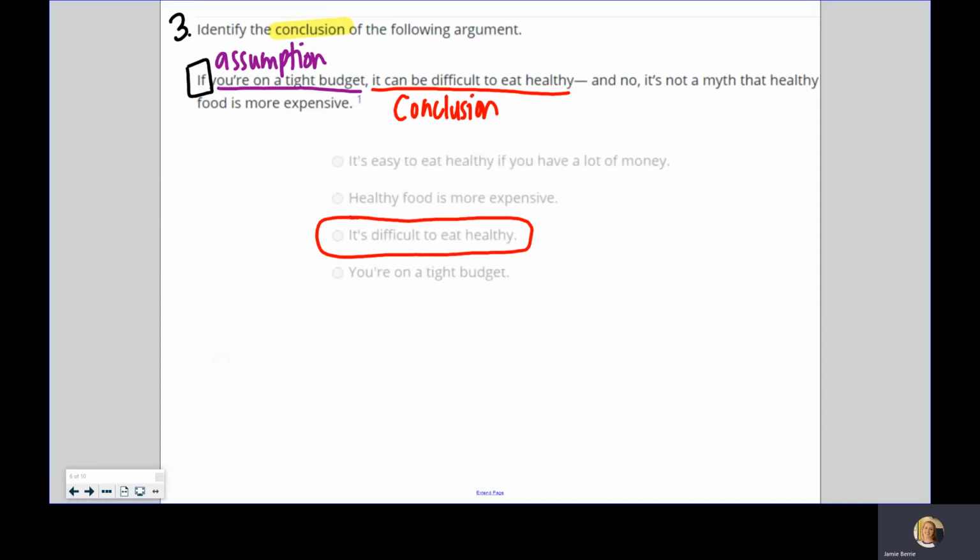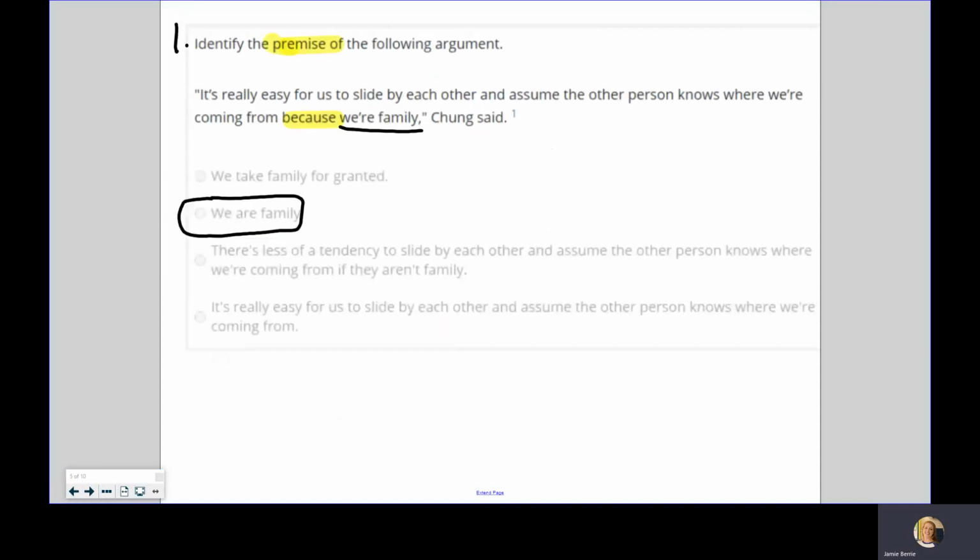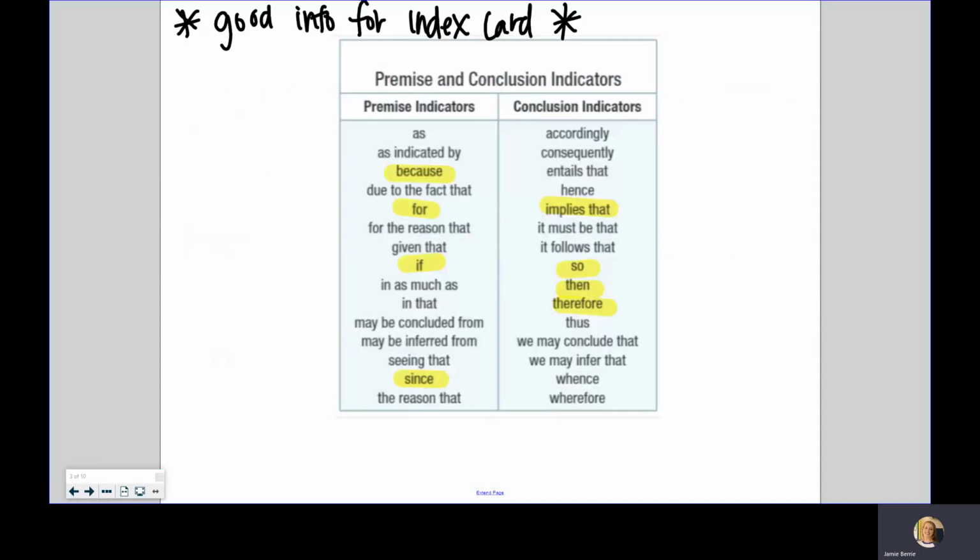All right, a lot of these questions on the homework have a lot of different options here. You want to pay close attention to what they're asking for. Are they asking for the premise or the conclusion? And then use that little table to help you identify either the conclusion or the premise. Use these indicating words to help you figure out which is which.